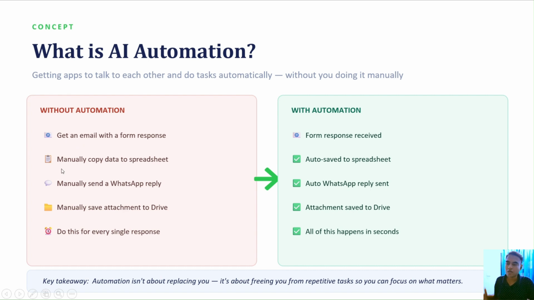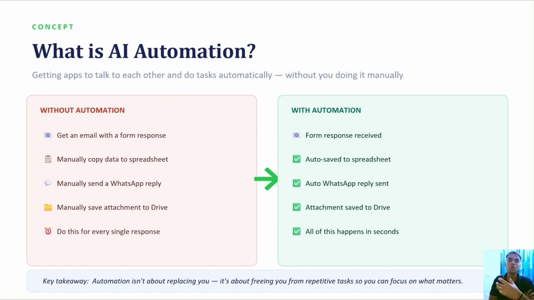We have an example also. Without automation, first we used to get an email with a form response, then manually copy data to a spreadsheet, then manually send a WhatsApp reply, then manually save the attachment to Drive, then do this for every single response. But after automation, the form response is received, then it is auto-saved to a spreadsheet, then an auto WhatsApp reply is sent, then the attachment is saved to Drive, and at last all of this happens in seconds.